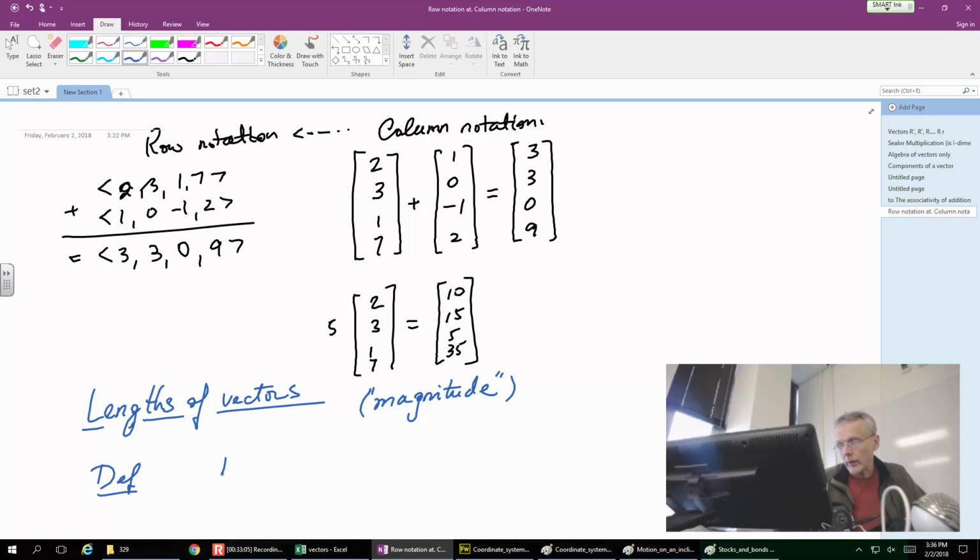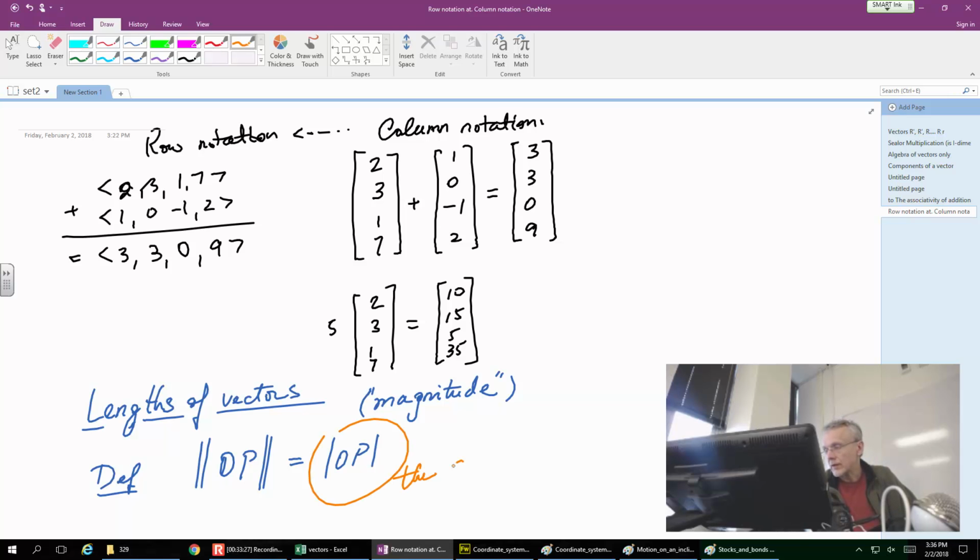PQ in lower dimension, that is OP. This is the notation, 2 vertical lines. It is defined by simply the distance between O and P. Well, it looks kind of odd, but this is the familiar, right? This is the distance from O to P.